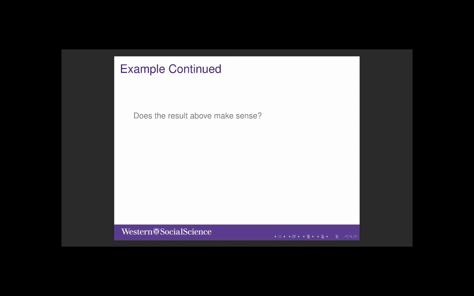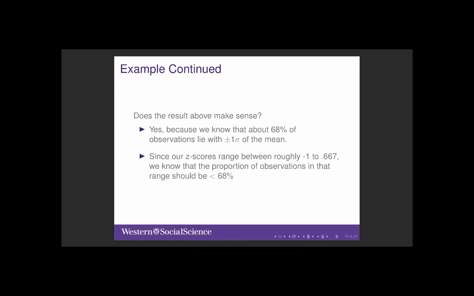Whenever we're working with data, you need to make sure that your results pass the smell test. That is, you want to make sure they have some face validity, that they are not wildly out of whack with your well-founded expectations. First, we know that 68% of the observations are within plus or minus 1 standard deviation of the mean. Since we got a smaller range than that, we would expect the probability to be smaller, and it is.